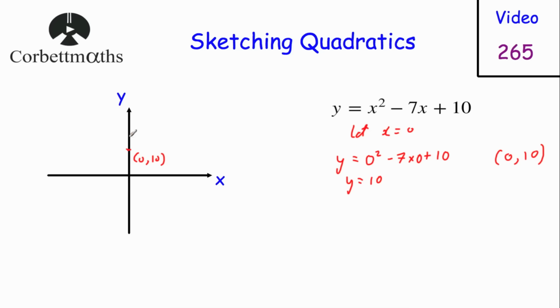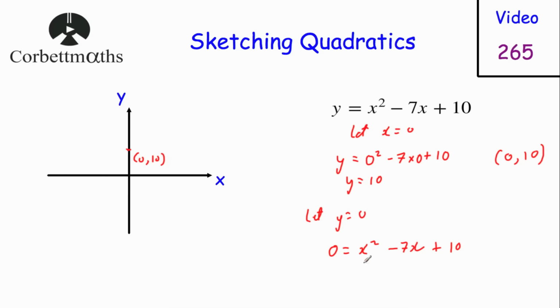Okay, so we now know where our quadratic meets the y-axis. Let's see if we can find where it meets the x-axis. So to find where it meets the x-axis, well, we know all the points on the x-axis have a height of 0. So if they've got a height of 0, that means that y equals 0. So let's let y equal 0. And whenever we let y equal 0, that will give us 0 equals x squared minus 7x plus 10. So we've got a quadratic equation, and if we can solve this, we can find where it meets the x-axis.